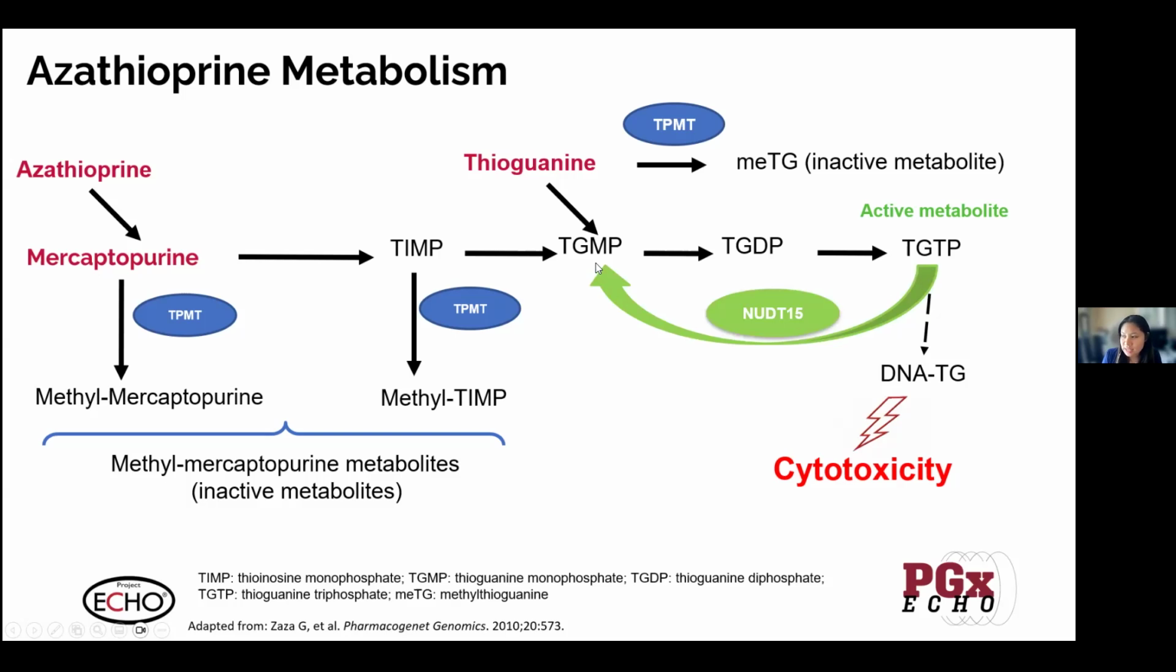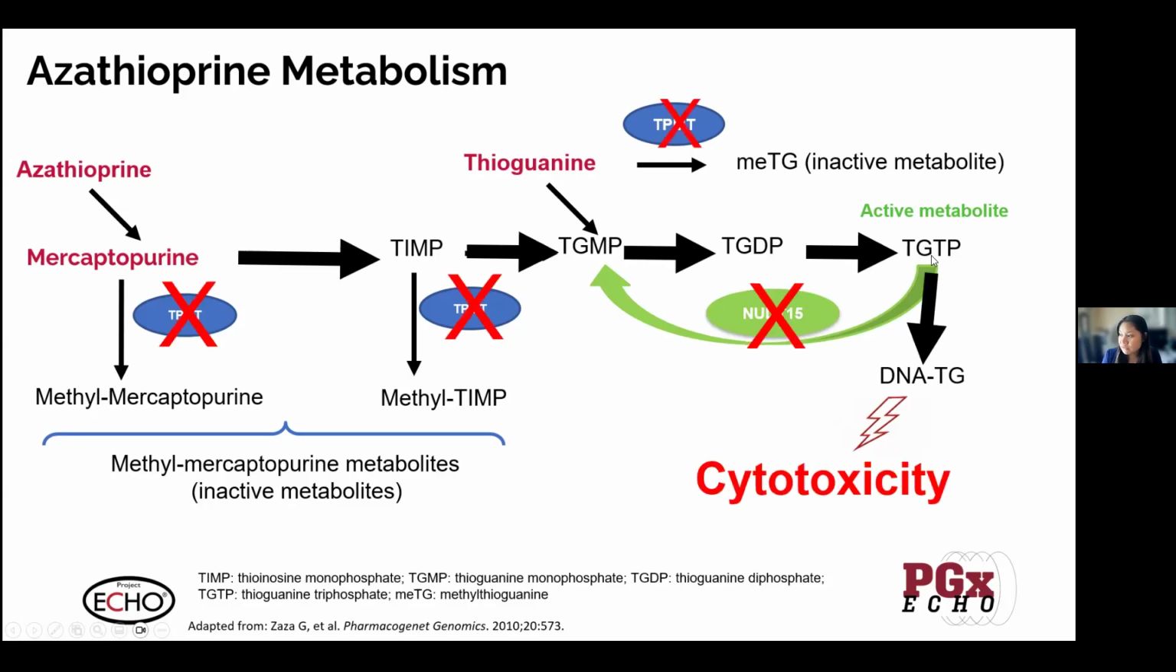NUDT15's role is to deactivate thioguanine triphosphate and bring it back as a monophosphate. So if any of these are deficient, then the pathway gets pushed towards the active metabolite thioguanine triphosphate, causing more of it to be integrated into DNA and more of the severe myelosuppression that is a risk for any individuals who are deficient.